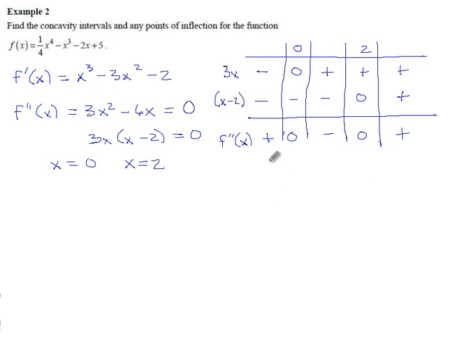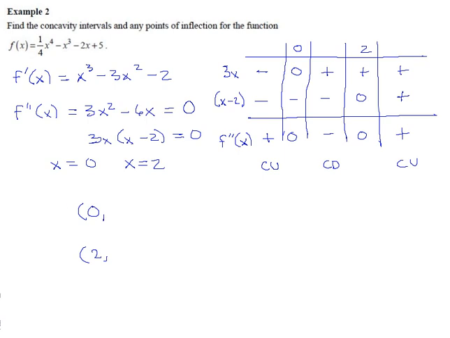So this means our function is concave up here. Here it's concave down. Here it's concave up. And both of these places where the second derivative is 0, we would say are inflections. So for intervals of concavity, we'd have concave up below 0 and above 2. It's concave down between 0 and 2. We have an inflection at 0, and we have another inflection at 2.